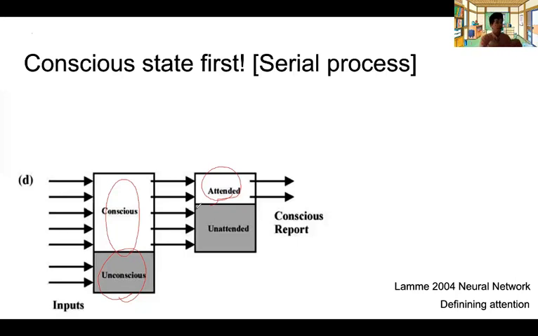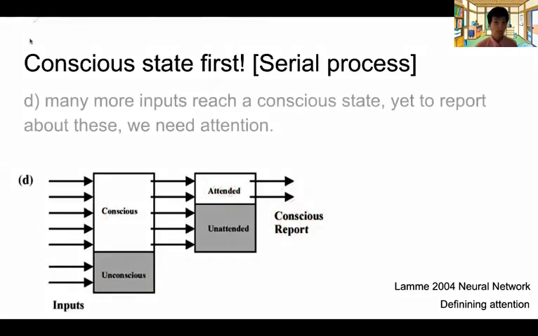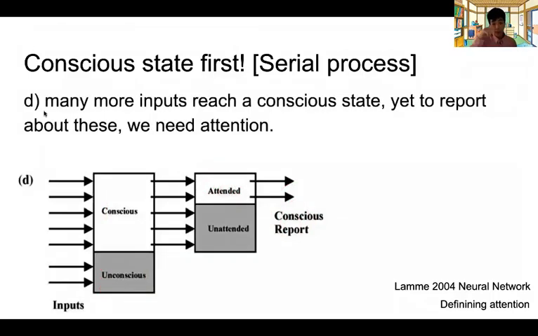And that's the one that you can attend, and then eventually you can see it much better, and then you can report. Or putting it another way, when you're reporting something, it's automatically attended. Everything in consciousness can potentially be attended, but conscious report is always preceded by attention. So that's another model. And then in other ones, many more inputs reach conscious states, yet to report about these, we need attention. That's another view.